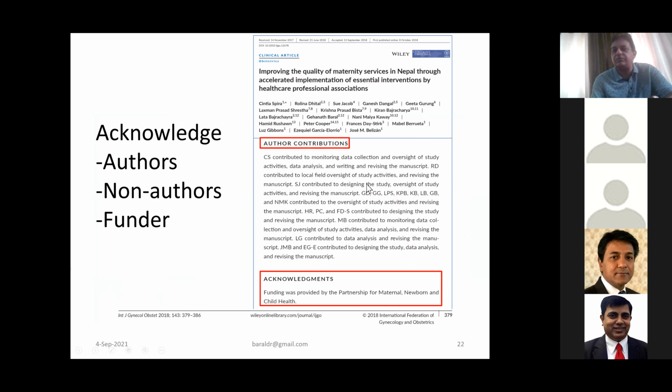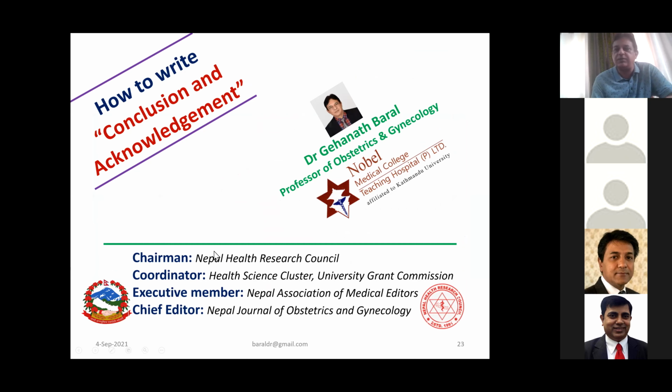CS is for someone, these are the initials for their contribution in the research paper. You can see acknowledgement. Funding was provided by the Partnership for Maternal, Newborn and Child Health. This is the way to cite for acknowledgement. So that's all about my acknowledgement and conclusion section. Thank you very much.